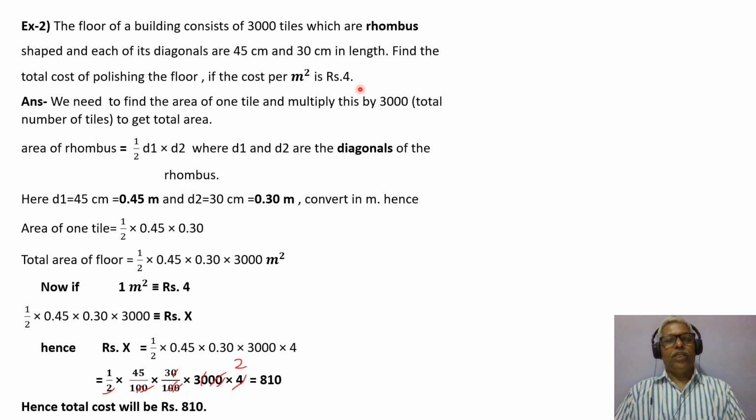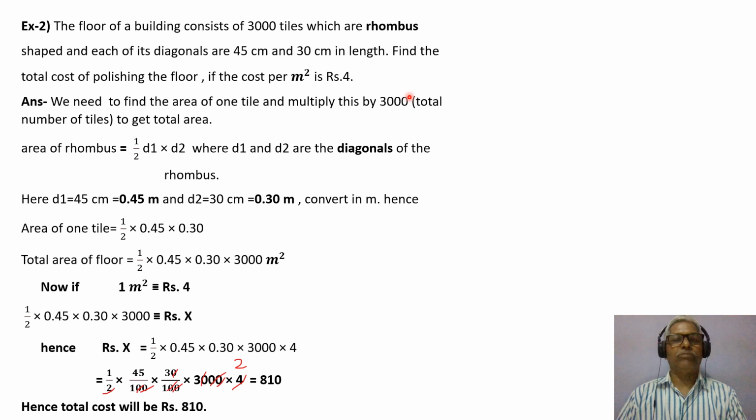Like that, if you try to understand this, this is very simple. Only you need to take some care. So we see that in the answer. We need to find the area of one tile and multiply this by 3000. There are 3000 tiles, so the total number of tiles gives the total area. Till here it is again simple.